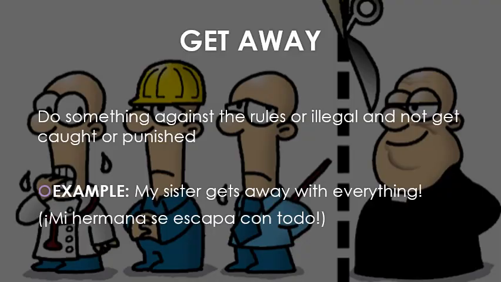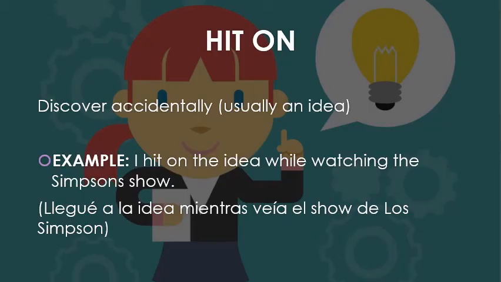The next phrasal verb is hit on. The meaning of hit on is discover accidentally, usually an idea. For example, I hit on the idea while watching The Simpsons show. En Spanish, llegué a la idea mientras veía el show de Los Simpsons.